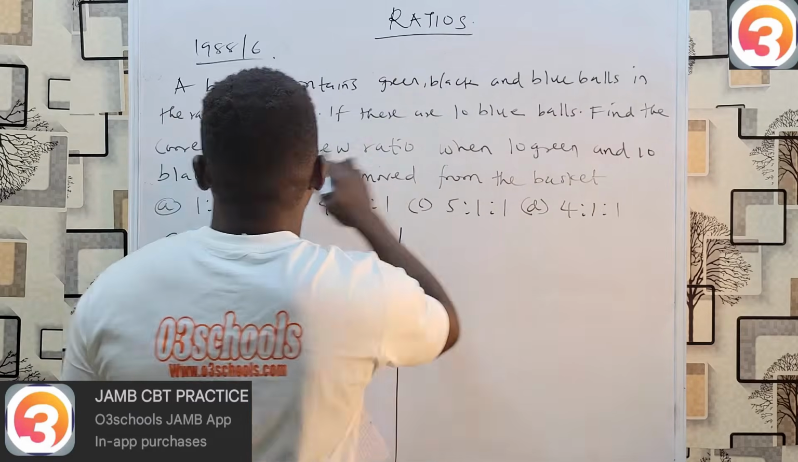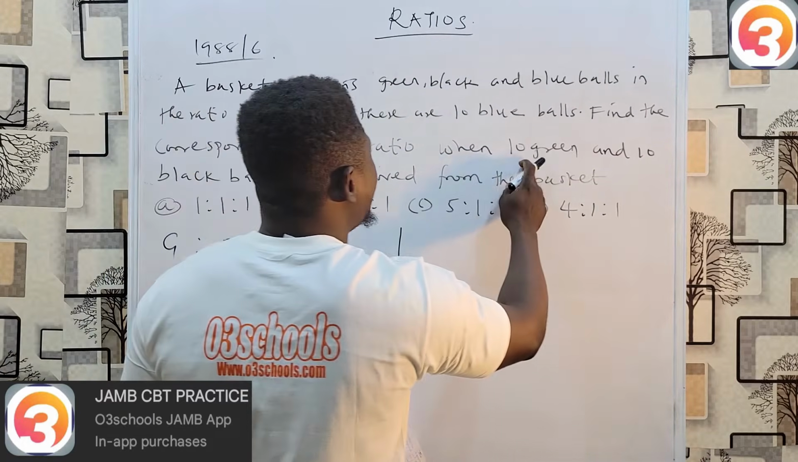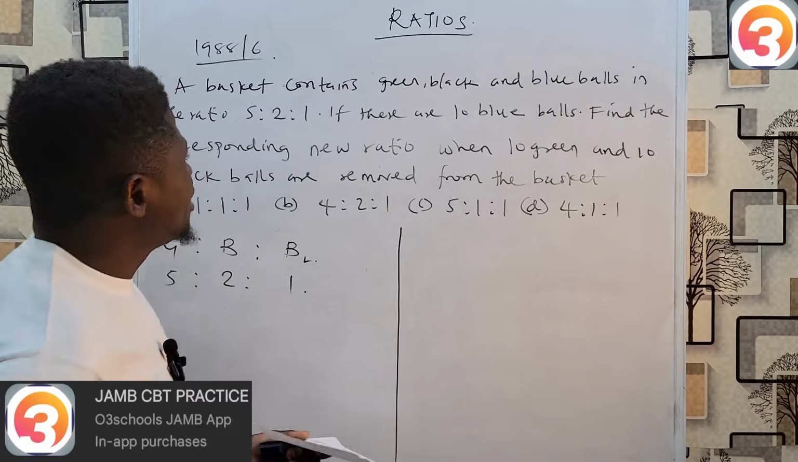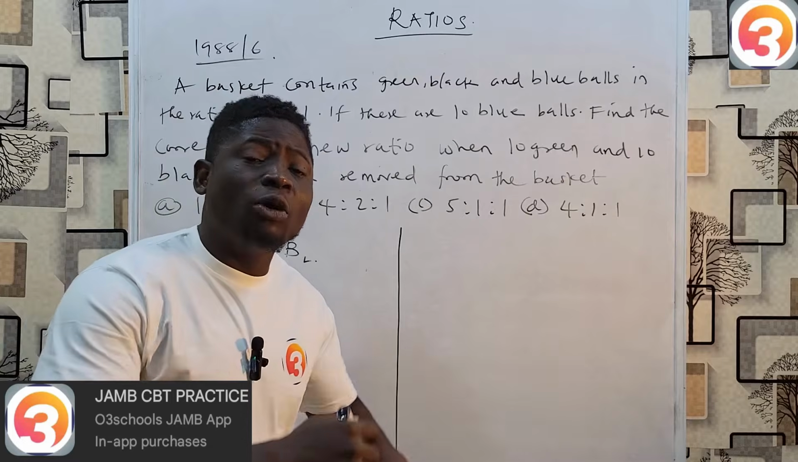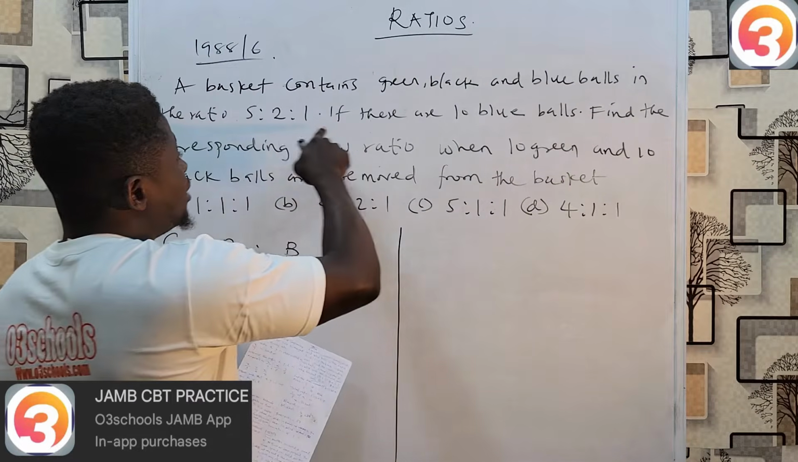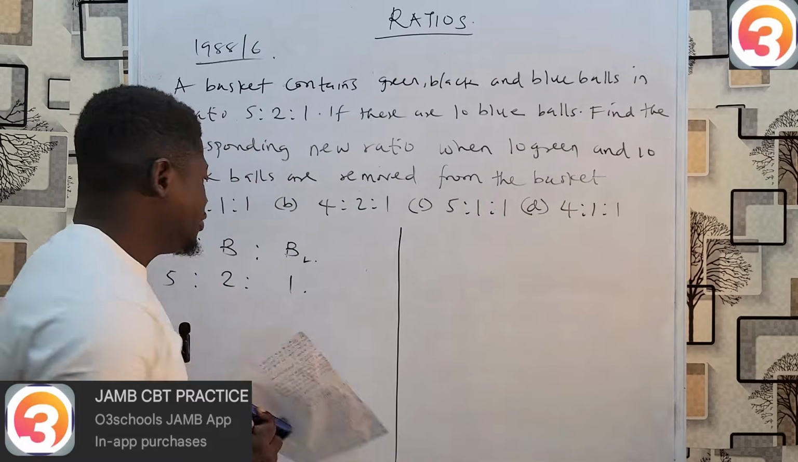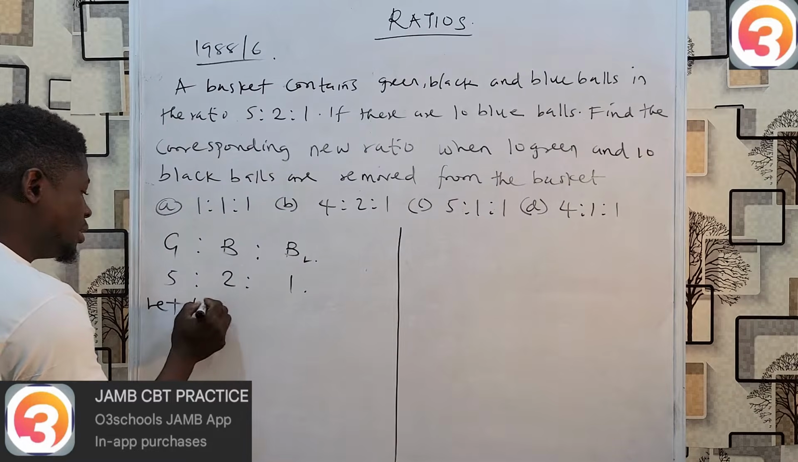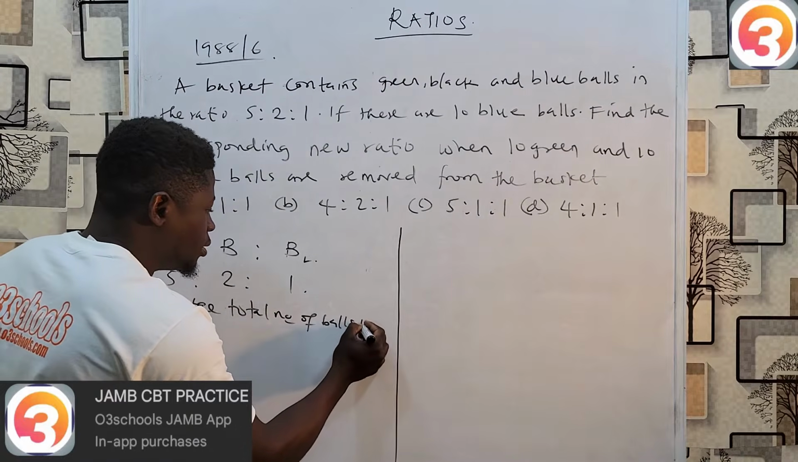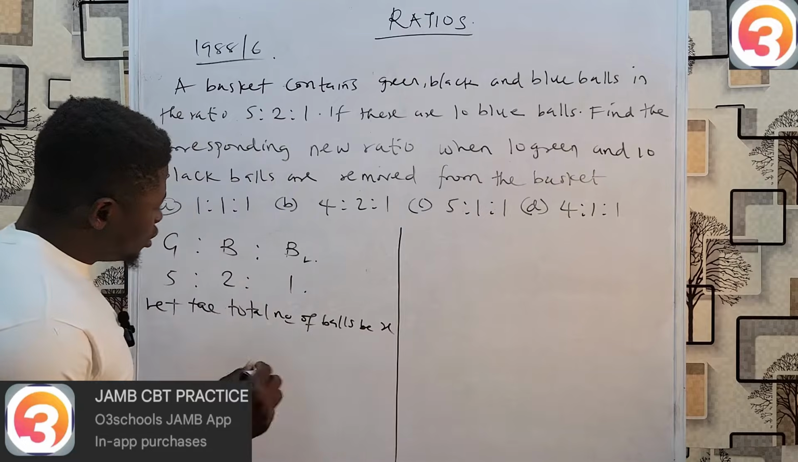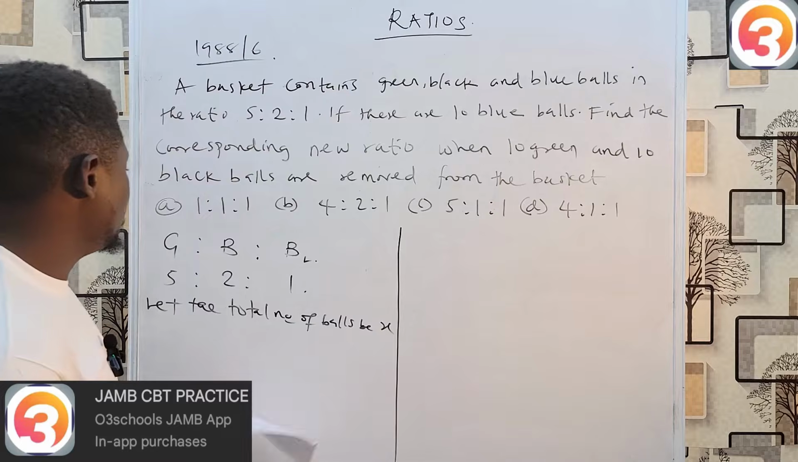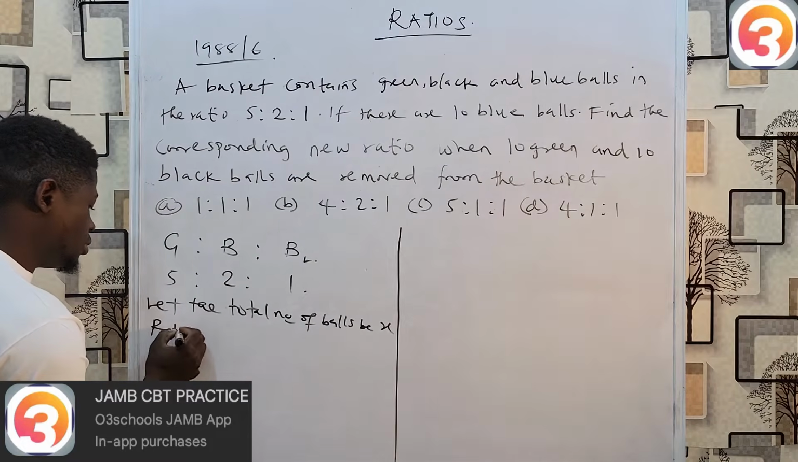Now they say find the corresponding new ratio when 10 green balls and 10 black balls are removed from the basket. One of the first things we need to know is the total number of balls in that basket, and we can know that using the blue balls. So let the total number of balls be x. We have more information about the blue balls. What is the ratio of the blue balls?